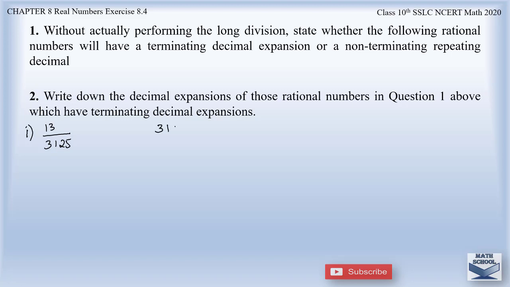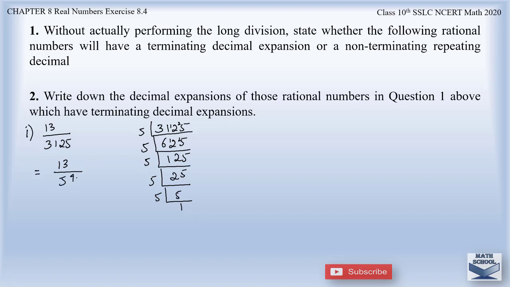So let us factorize the denominator 3125. This goes in number 5. 5 6s are 30, carry 1, 5 2s are 10, carry 2, 5 5s are 25. Then again, 5 1s are 5, 5 2s are 10, 5 5s are 25. Again 5 2s are 10, 5 5s are 25, 5 1s are 5. So the factorization of the denominator gives us 5 power 4.